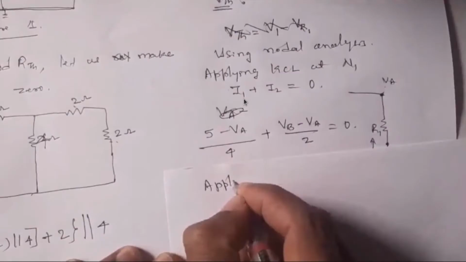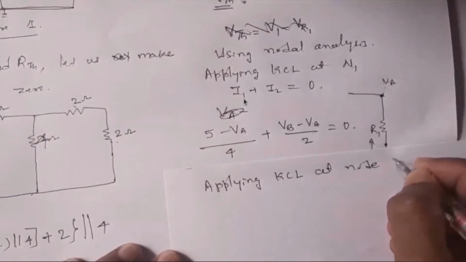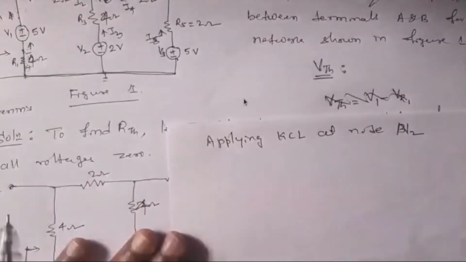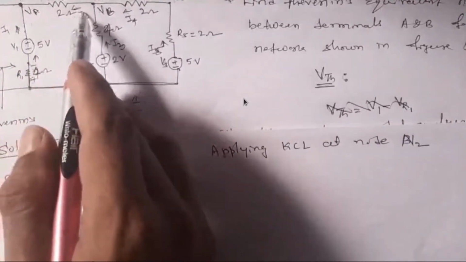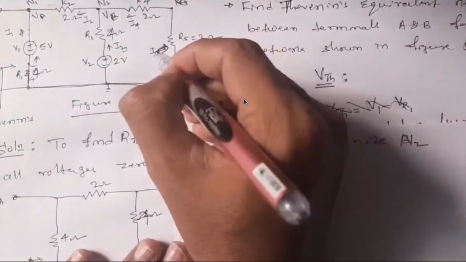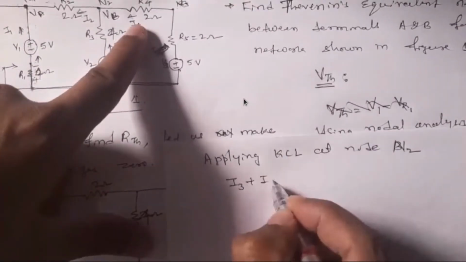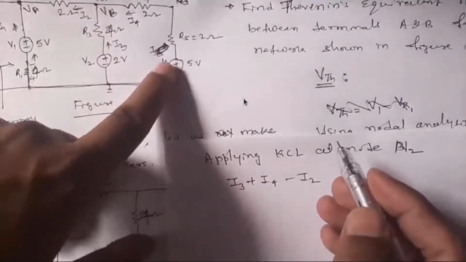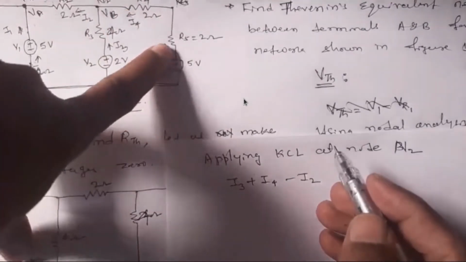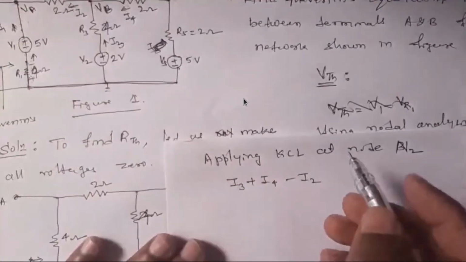Now applying KCL at node 2, or say you can write it as node B, whatever. Say this is node A or node N2. If you apply KCL here, look at this. I2 is outgoing, I3 is incoming, I4 is incoming. This is only one current, I4 only. I3 is incoming, I4 is incoming, minus I2 is outgoing. Dear students, this is only one branch, so you need not consider any current here. I3 incoming, I4 incoming, only I2 is outgoing, is equal to 0.